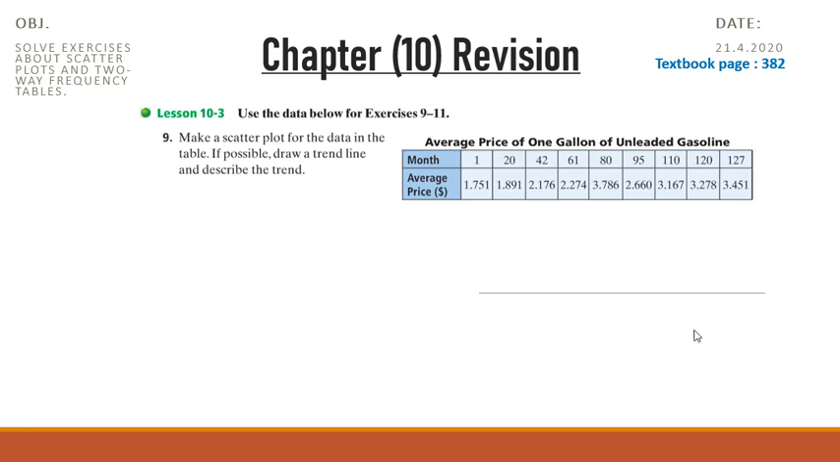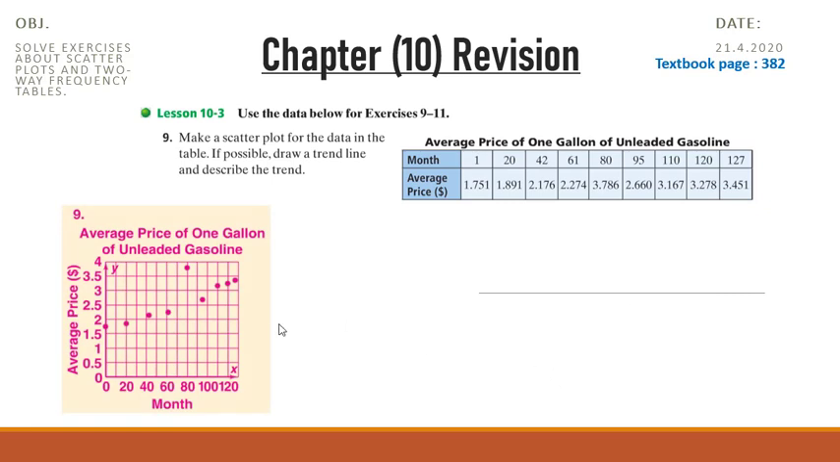Okay guys, I don't want to waste time, so I will give you time to draw, but be quick. You have only 2 minutes. Do it quickly. And this is the scatter plot for the data. We need to draw a trend line. Of course, in this case we can draw a trend line.